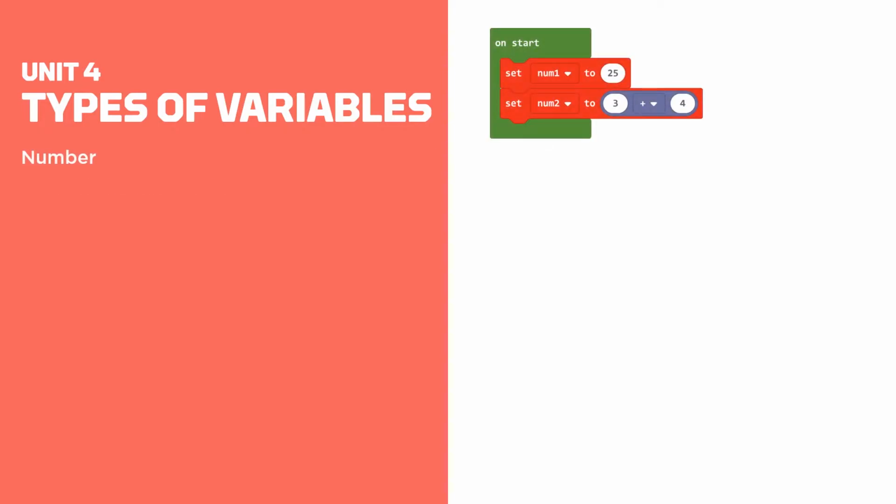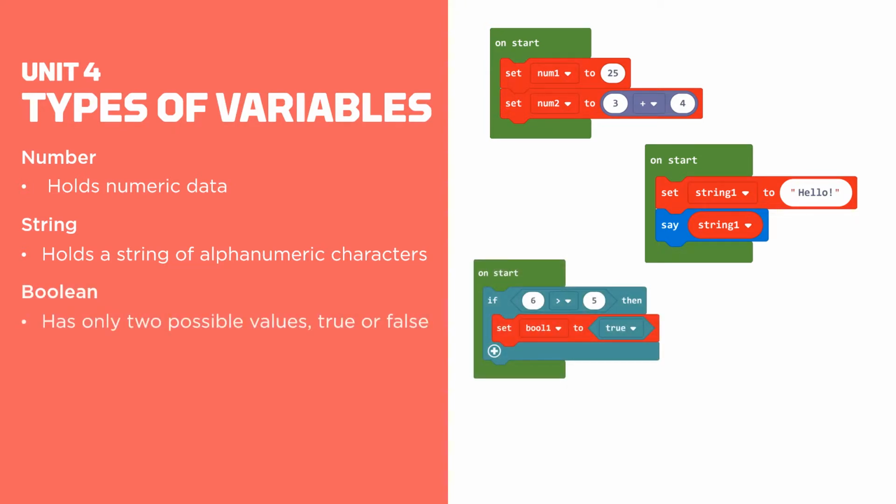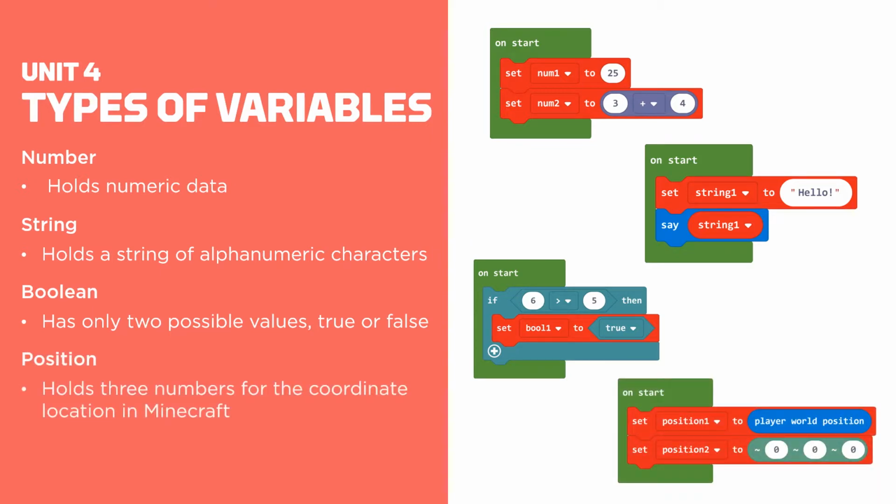A number variable holds numeric data, for example, a person's age or a player's score. A string holds a combination of alphanumeric characters, like a person's name or a password. A Boolean has only two possible values, true or false. An example would be, is it daytime or is the game over? And in MakeCode, the position variable holds the three coordinates.